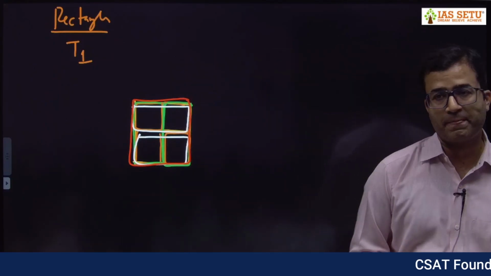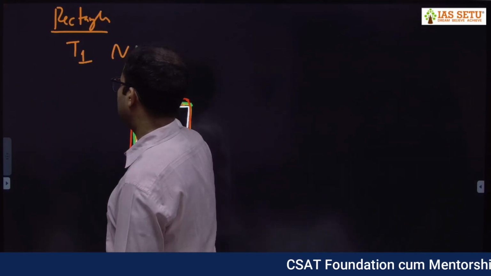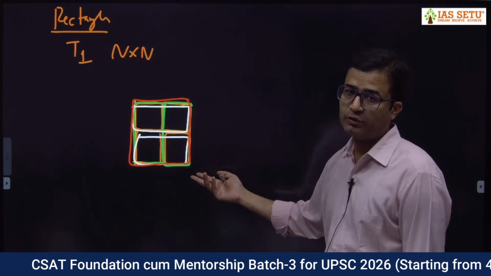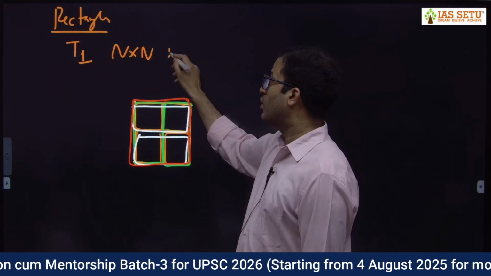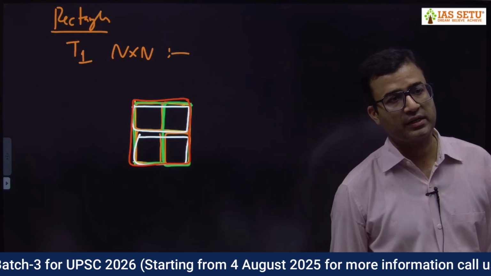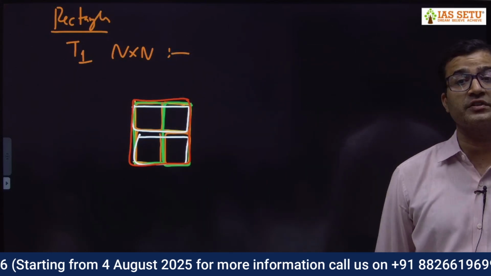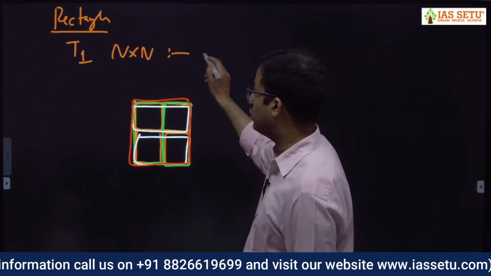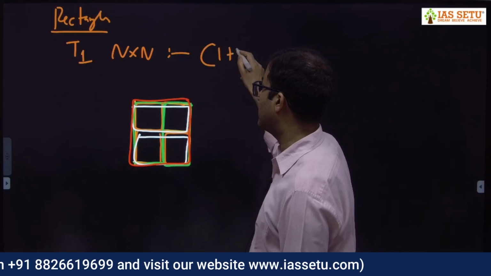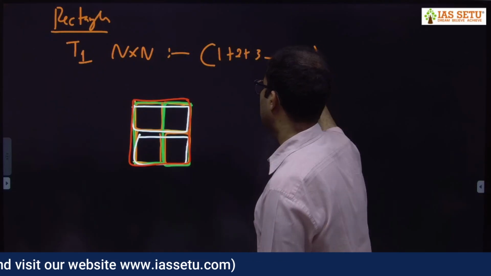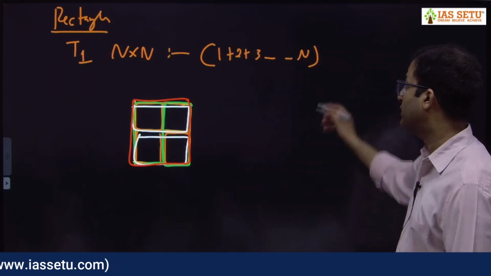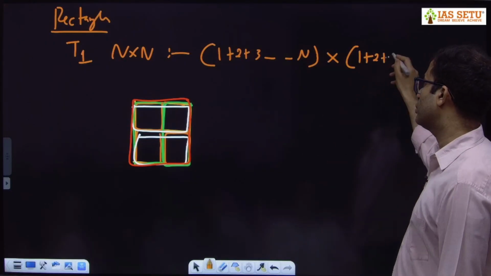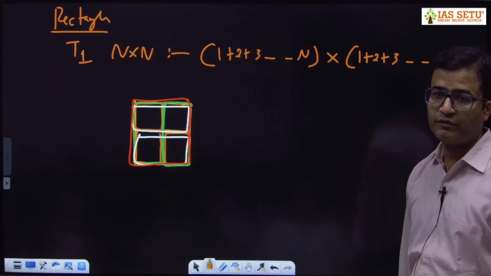Rectangles type 1. Type 1 is n by n figure. N by n figure is like 2 by 2, 3 by 3, 4 by 4, like that. What is our shortcut for number of rectangle counting? You can do manual counting, but it is not feasible if it is a bigger figure. So here we have a short trick. What is our short trick? Bracket start 1 plus 2 plus 3 up to n, sum of first n natural numbers, into second bracket start 1 plus 2 plus 3 up to n, sum of first n natural numbers.